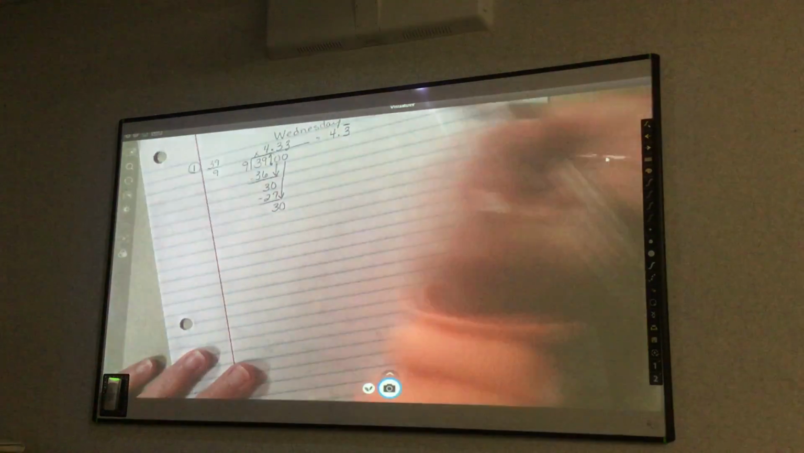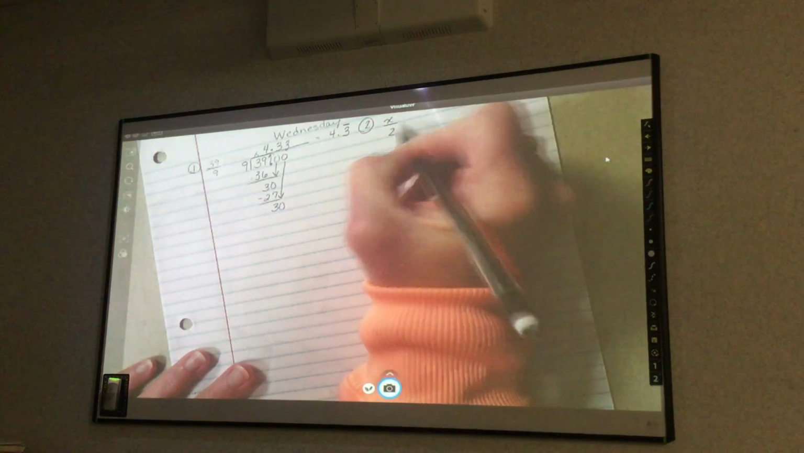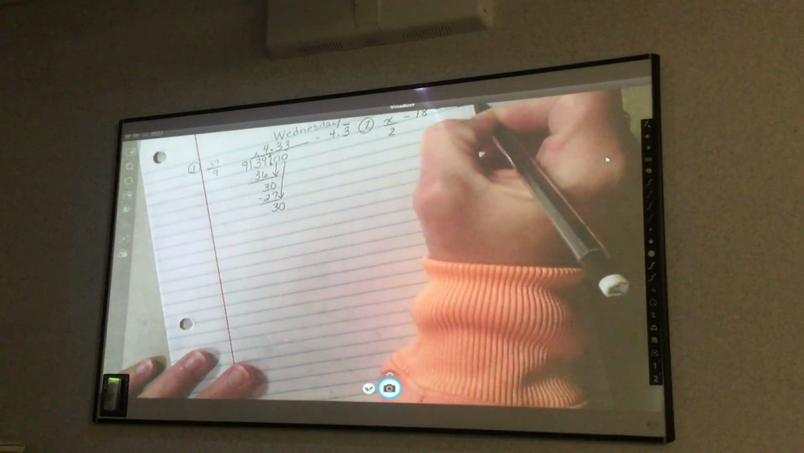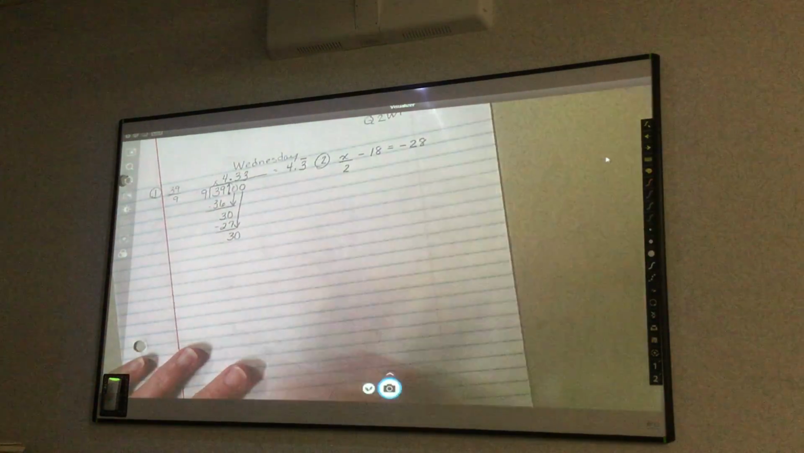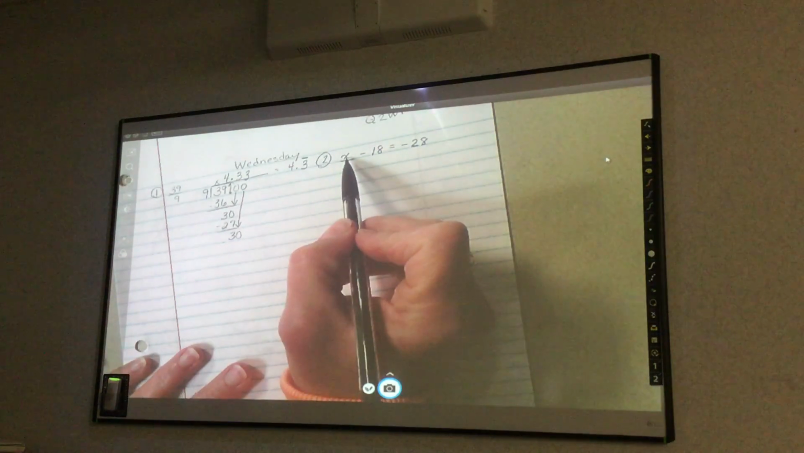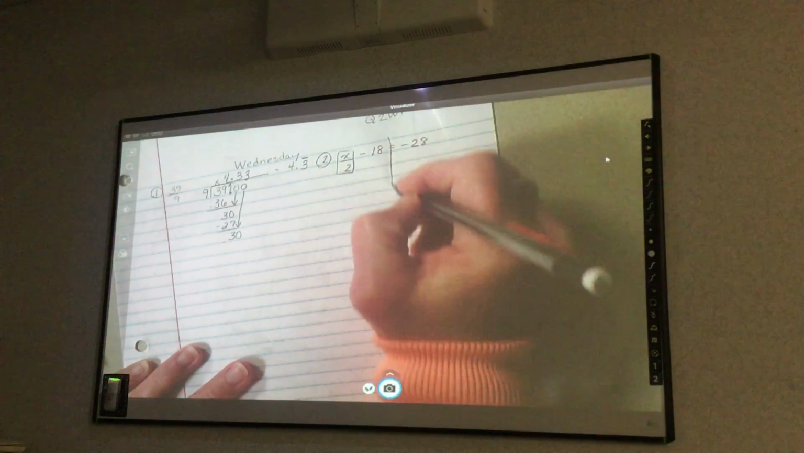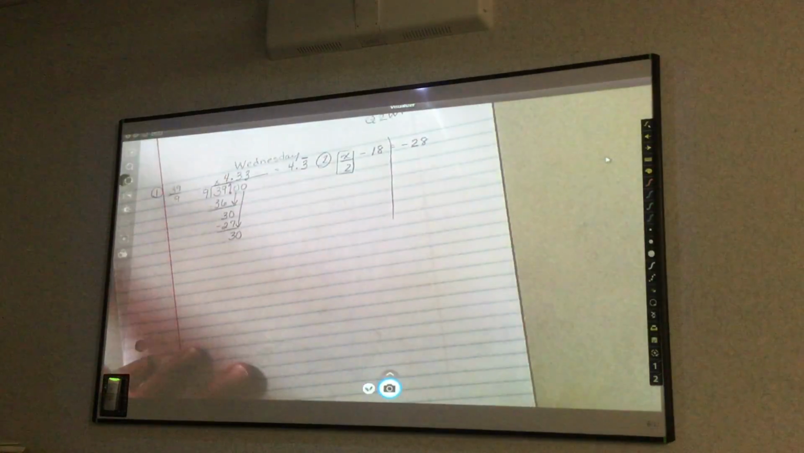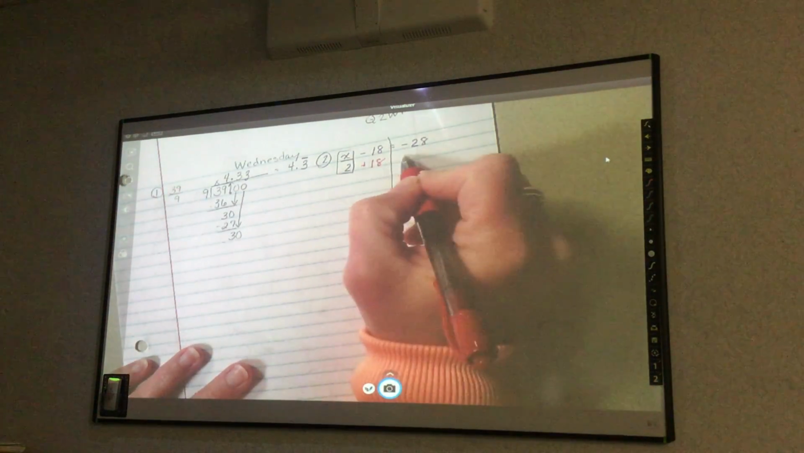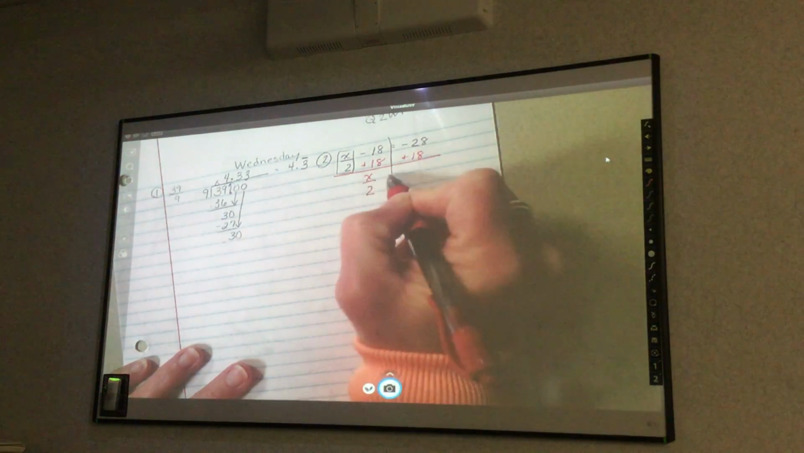Number 2, we had to solve the equation x over 2 minus 18 equals a negative 28. So we can do it a couple of different ways. I'm going to leave in box this x over 2. I'm going to draw my line. So what am I going to move? 18. So I'm going to add 18 to both sides. So I'm left with x over 2 equals what?